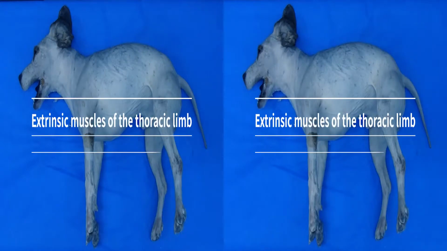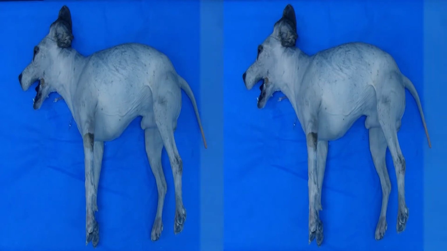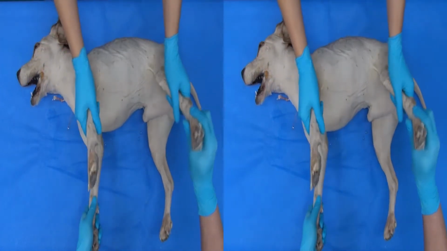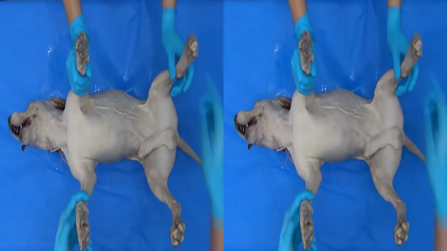In this video, we will look at the superficial muscles of the thoracic limb, which connect the forelimb to the body. Dissection will be performed on the left side. General study of the external appearance should be made before skin incision.